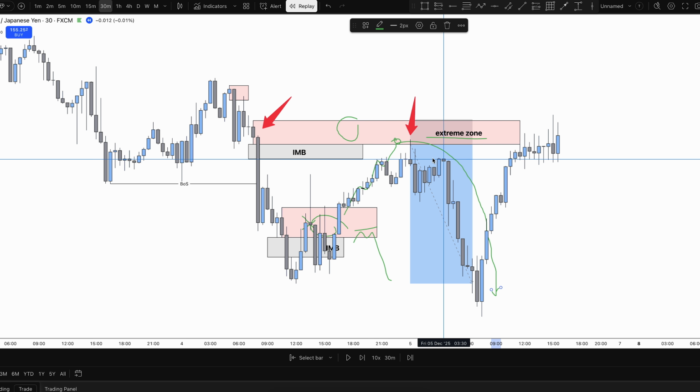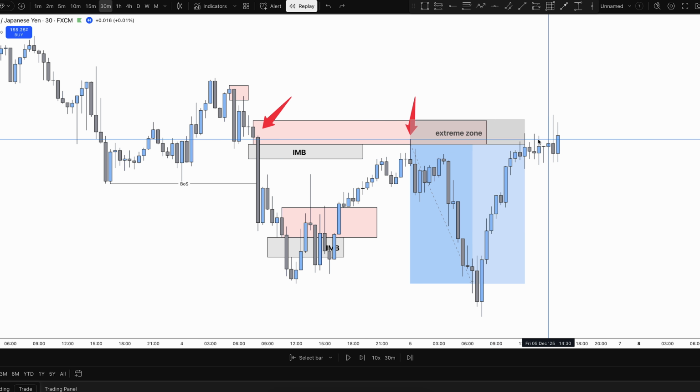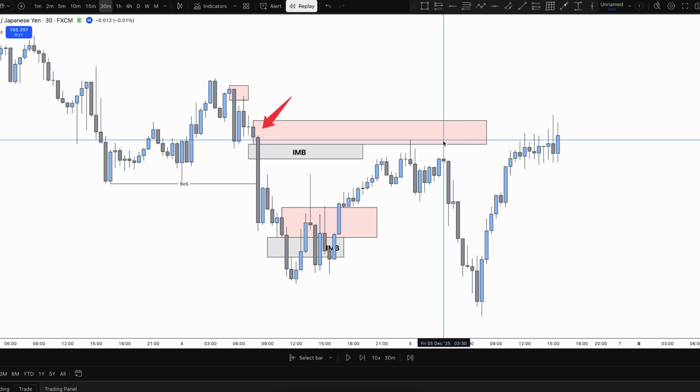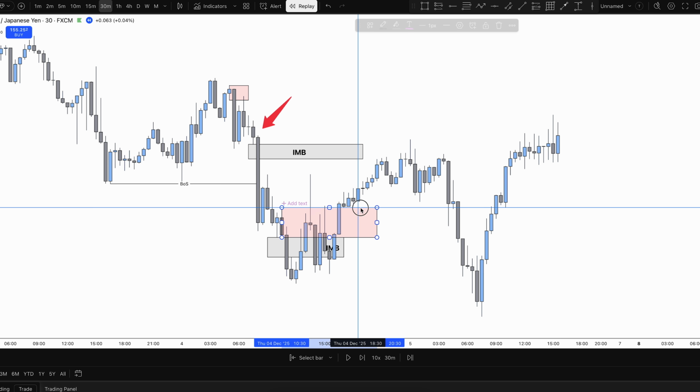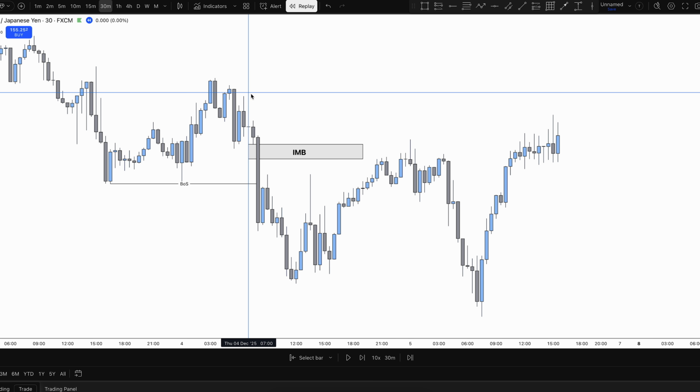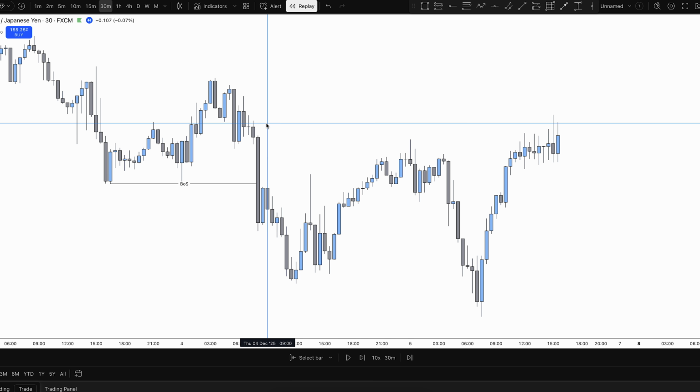That's going to be the more premium price area for selling to take place. So there you go. That is a quick visualization of how to mark supply and demand in line with imbalances. To identify imbalance, you're pretty much always going to begin with a supply or a demand zone, which therefore means you need to begin with identifying which way the trend is going.